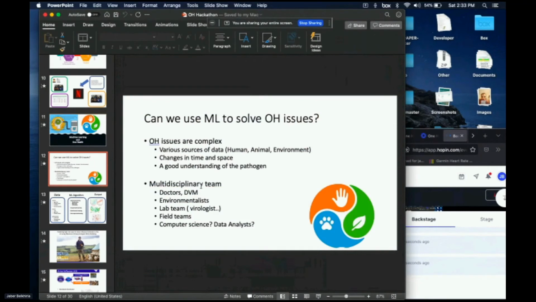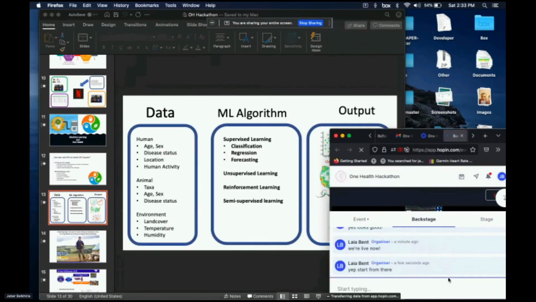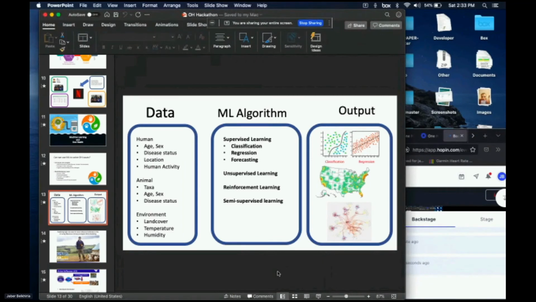Just a summary really quick: One Health issues are complex and involve various data sets. There are various challenges in space and time, and there's a good understanding of pathogens, and it's a multidisciplinary team that works all together, which brings in a really good data set from a human perspective, an animal perspective, and the environment. From the human perspective, it could be land cover, age, sex, disease, human activity. For the animal, it could be taxa, gender, disease status. And for the environment, it could be land cover, temperature, and humidity.